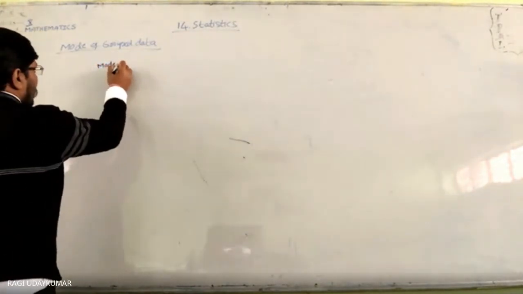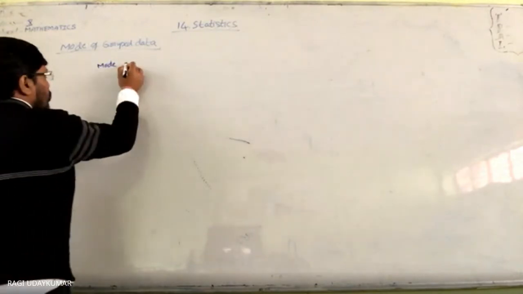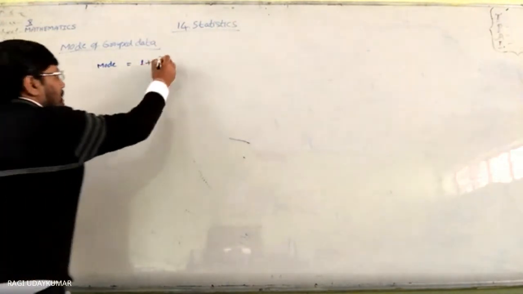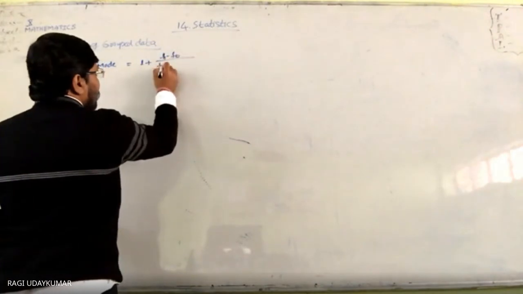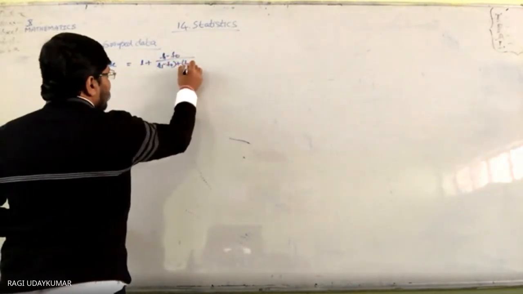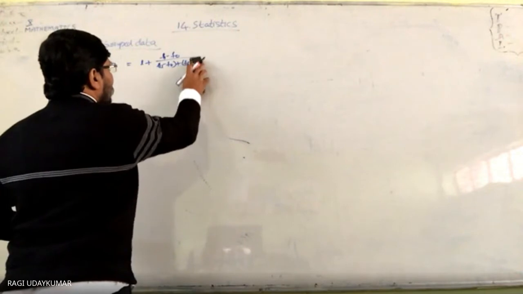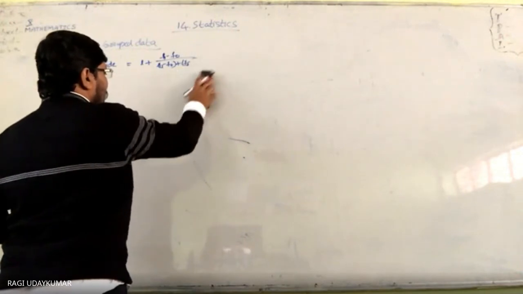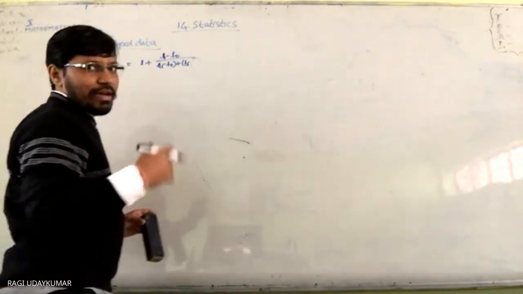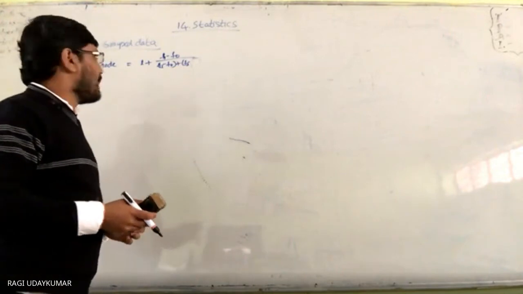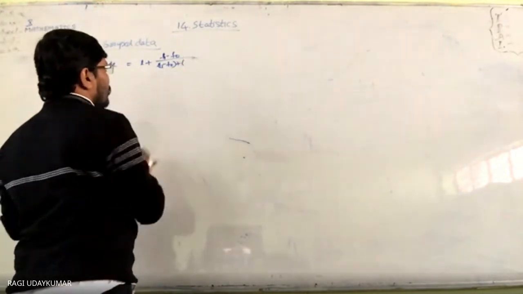Mode equals L plus (F1 minus F0) divided by (F1 minus F0 plus F1 minus F2). Normally the formula will be given to you, because if you write a formula like this, you may get confused. See here, what are F0, F1, and F2? Whenever you take it into consideration, you can easily understand it.